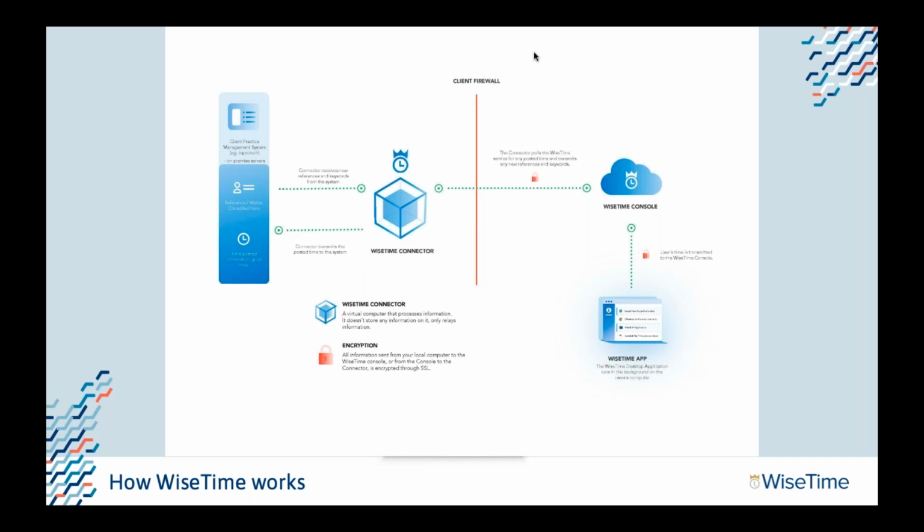So WiseTime really consists of two parts. It's the application that you download on your computer and the online console that you can access via a browser to see your timeline. And here, of course, you can also track your progress and post your time to your connected system.